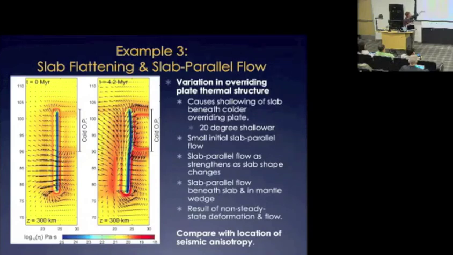And this is a 2,000 kilometer long slab in which you have strong slab parallel flow along that entire section. So this result suggests that observations we see of slab parallel flow in the mantle, both in the mantle wedge and beneath the wedge, especially along very long subduction zones like South America, might be driven by transient motion of the slab in response to perhaps the structure of the overriding plate.